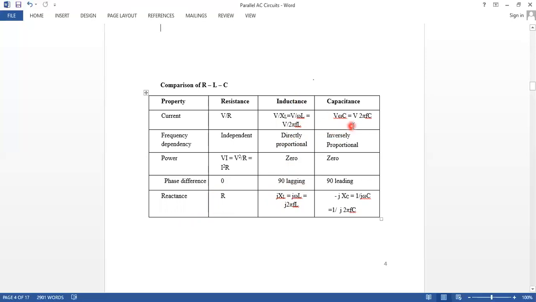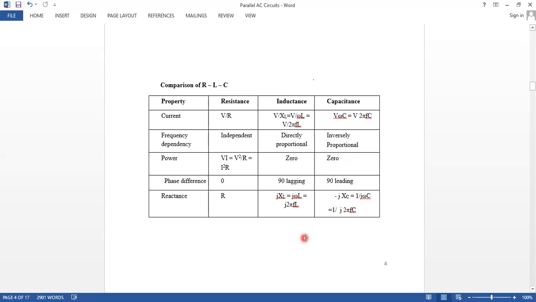Similarly, in the capacitance, the current is V into omega C, or V by XC, where omega is 2 pi F. Considering the frequency component, XC is nothing but 1 by omega C, that is 1 divided by 2 pi FC. So the capacitive reactance is inversely proportional to the frequency. The average power is 0, and the phase difference between V and I is again 90 degrees, but the current is leading. The operator here is minus J XC.